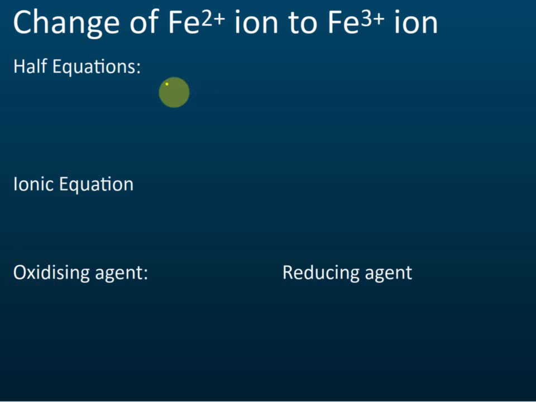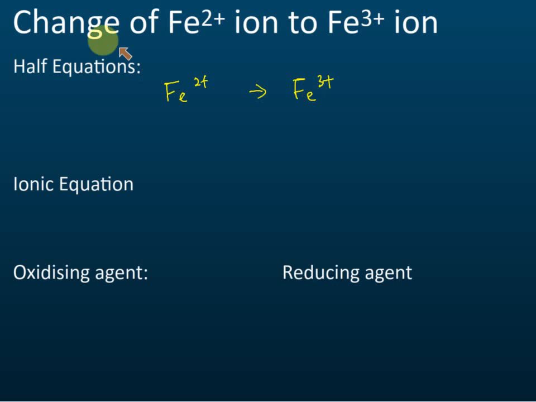The half equation is Fe2 positive to become Fe3 positive. Is it balanced? Bromine, chlorine, and also fluorine are oxidizing agents. This is not balanced. If not balanced, how to balance it? Add electrons. Add to which side, left hand side or right hand side?